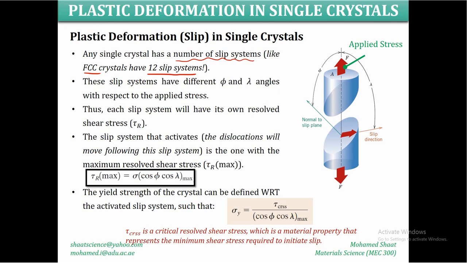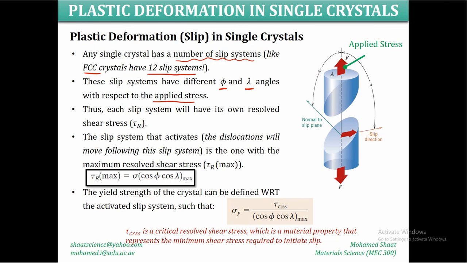There are 12 possibilities, or 12 directions and ways by which the dislocation is going to move inside the crystal structure. But as I mentioned before, this depends on the direction and the type of the applied stress, the applied force acting over this material. So basically, these slip systems have different angles, phi and lambda, with respect to the applied stress. Phi is the angle between the normal of the slip plane and the applied force, and lambda is the angle between the slip direction and the applied force.